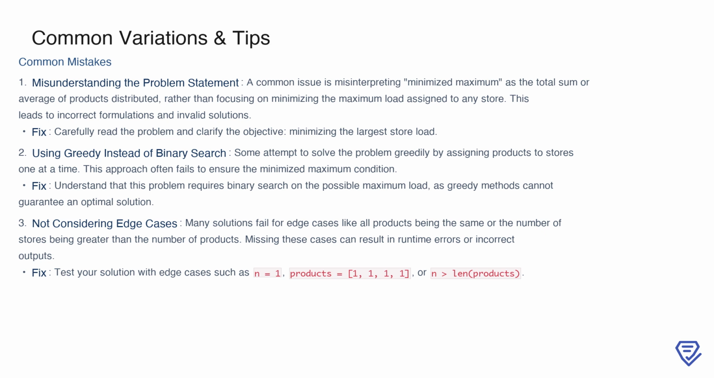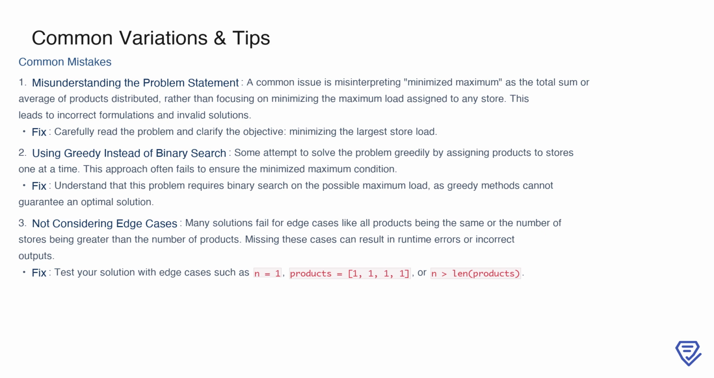Another frequent mistake is attempting to tackle the problem using a greedy approach, where products are assigned to stores one by one. While intuitive, this method cannot guarantee the minimized maximum condition and fails to find the optimal solution. Instead, this problem demands a binary search on the possible maximum load range, as it systematically narrows down the solution space. Finally, edge cases can trip up many solutions.